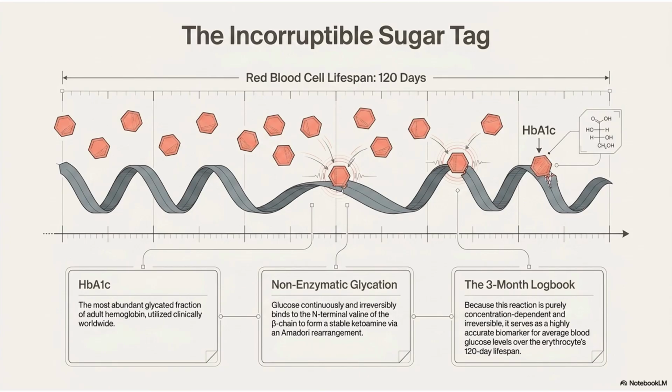This makes HbA1c one of the most valuable laboratory tests for monitoring long-term blood glucose control in patients with diabetes. In healthy adults, HbA1c is generally less than 5.7%.